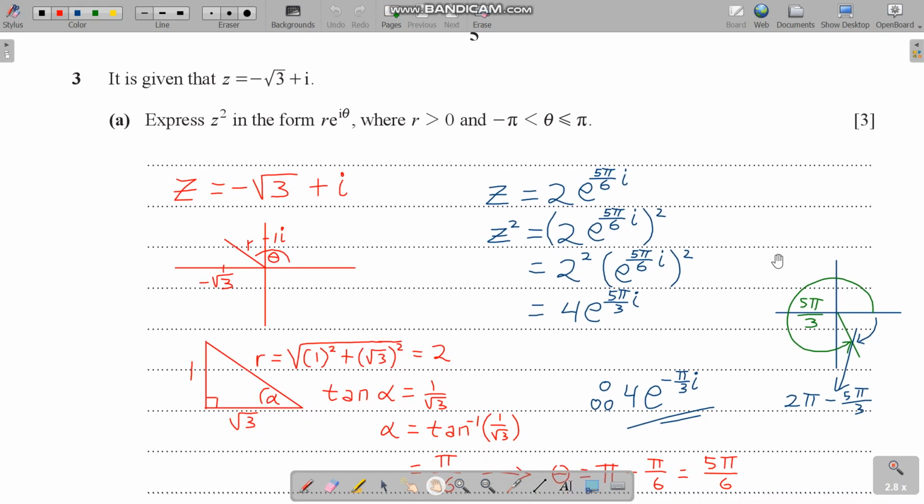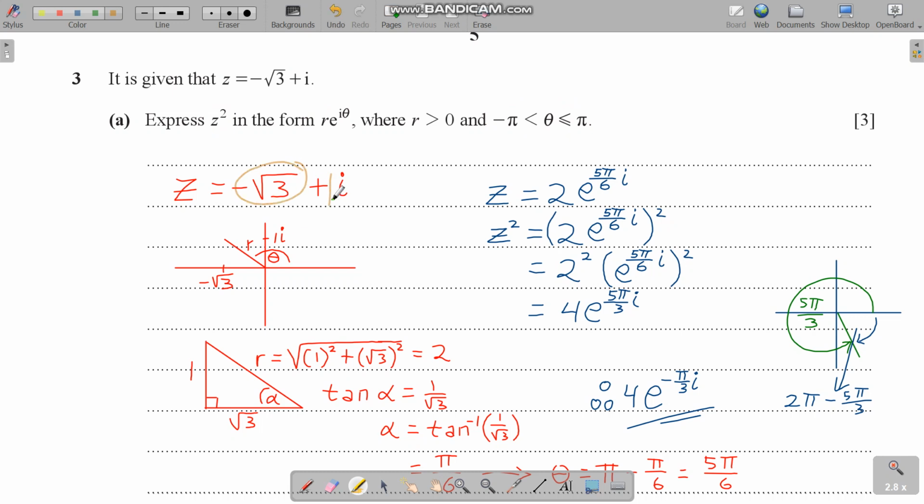This is about complex numbers. It is given that z equals negative square root of 3 plus i. Express z squared in the form r e to the i theta, the exponential form, using the principal argument. So it is best to start by drawing the Argand diagram of z.